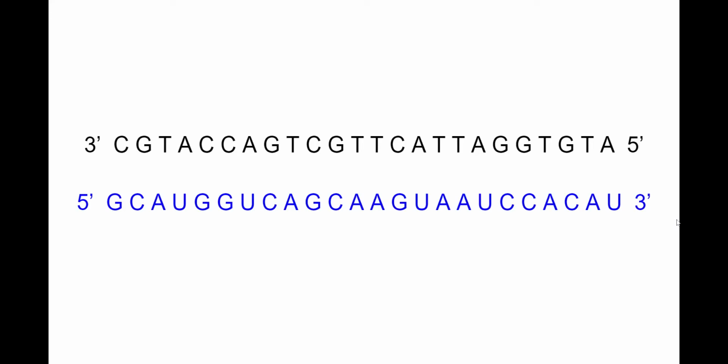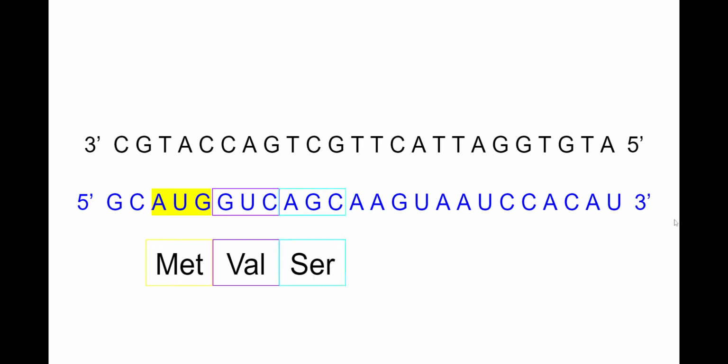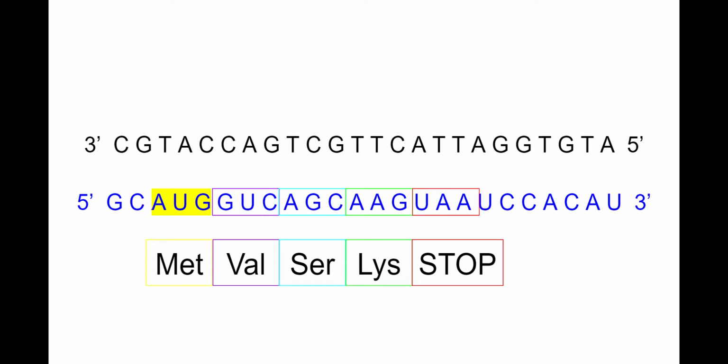sequence here. In our mRNA sequence, we see AUG right here, which codes for methionine, our start codon. With our start codon found, we can move through our sequence to find the rest of our codons for this protein. So next we have valine, serine, lysine, and UAA, which is one of 3 stop codons. So we see that we have found our 4 amino acid protein code.